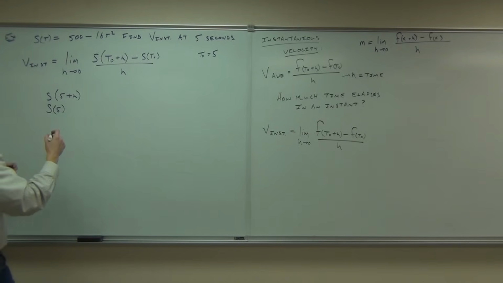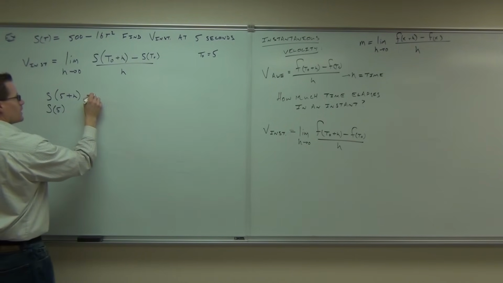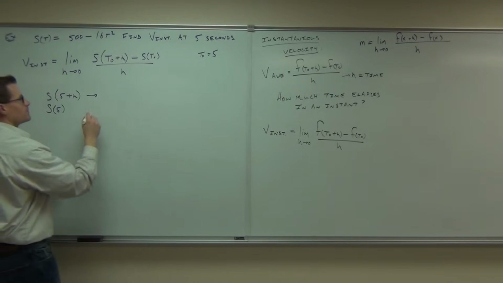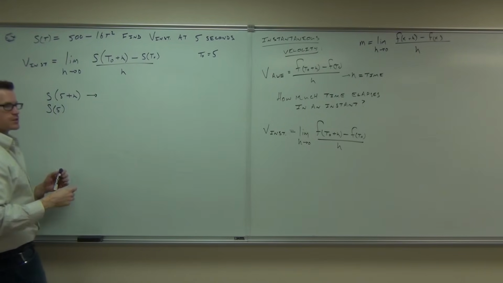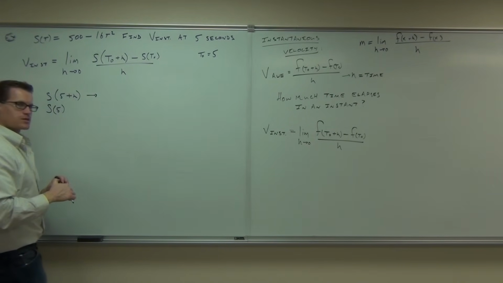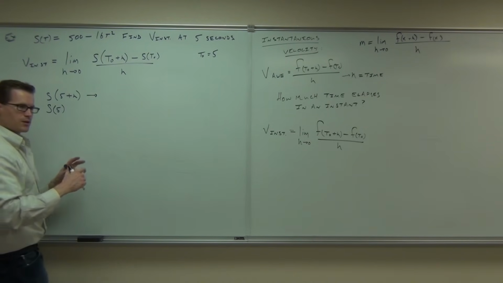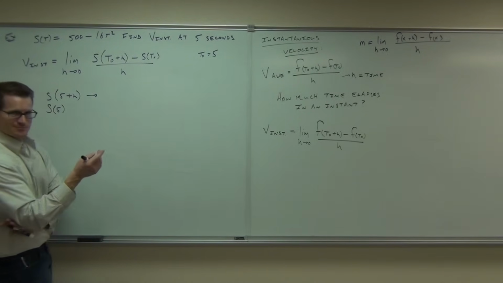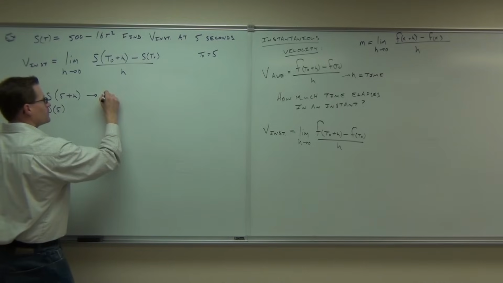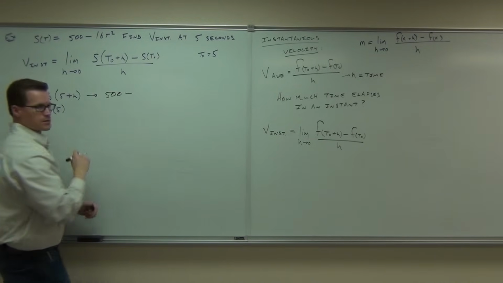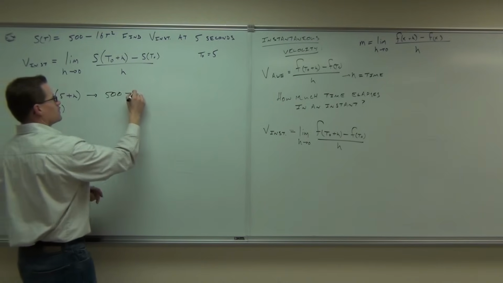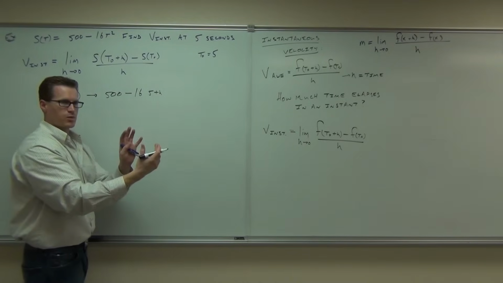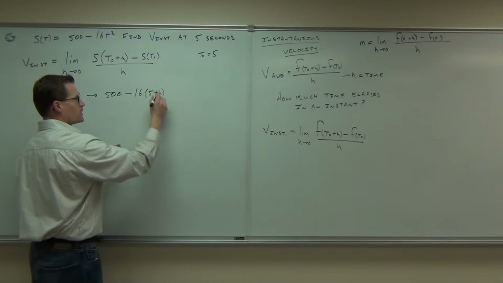So let's go ahead, let's plug this in. What is s of 5 plus h? Can you tell me? S of 5 plus h. That says go to the s position curve and plug in 5 plus h. Don't all talk at once. 500, great. Okay, 500. And Sarah, you said minus. Minus what? 16. 5 plus h. 5 plus h is non-separable. It has to be there. 5 plus h. And then what?